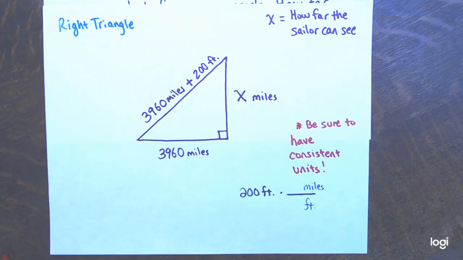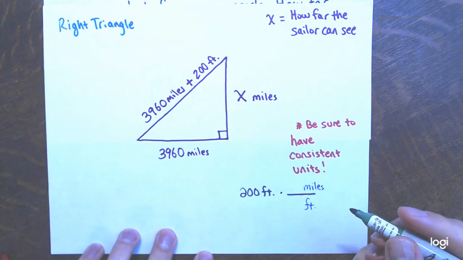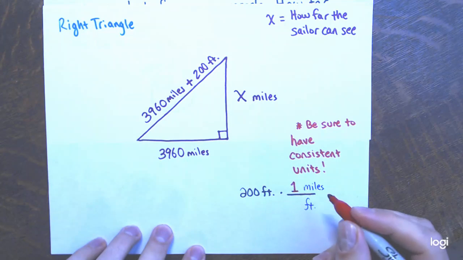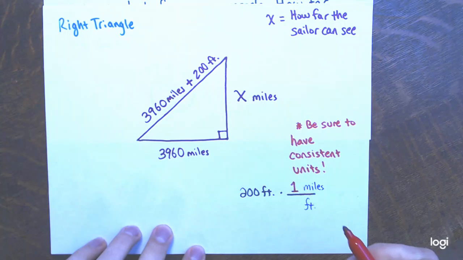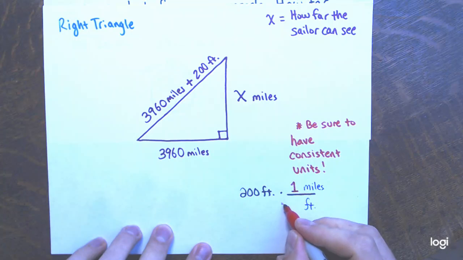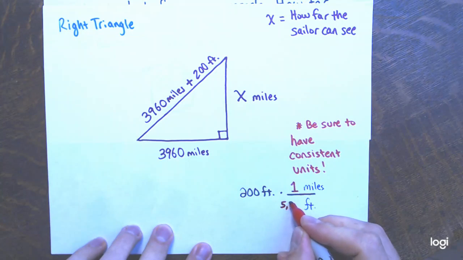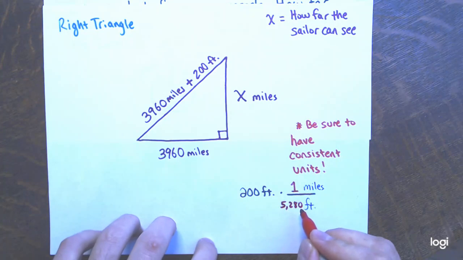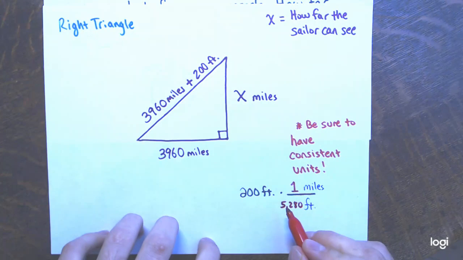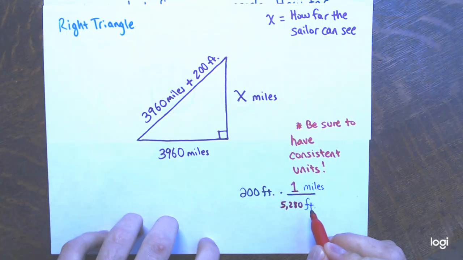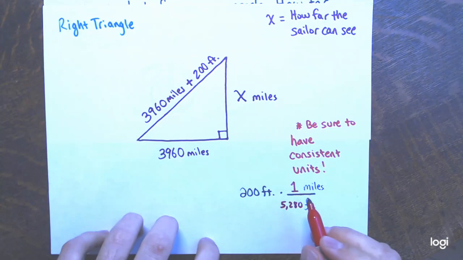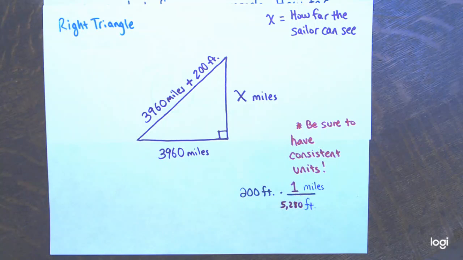So what's the conversion from feet to miles or miles to feet? Well, 1 mile, right? So 1 in the numerator. 1 mile is equivalent to 5,280 feet. So I have 1 mile in the numerator, 5,280 feet in the denominator. That way they're exactly the same. And this is like multiplying by 1. Alright, and we can simplify this a bit.